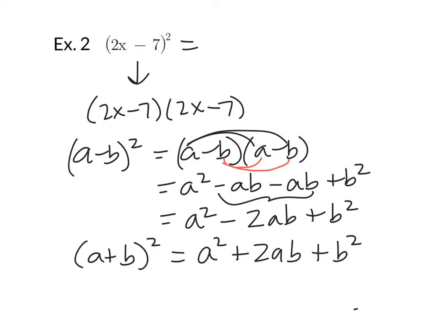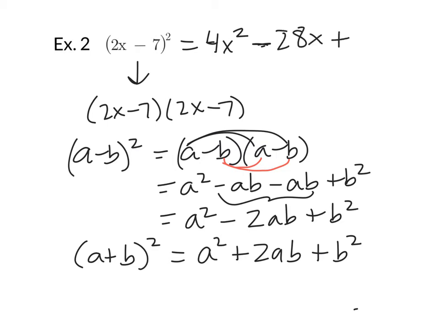We're going to take the first term, 2x, and we're going to square that. Now 2x times 2x will give us 4x squared. So 4x squared minus, so I'm going to write a subtraction sign, and then your middle term will be the two terms multiplied together and doubled. So 2x times 7 is 14x. When you double that, you get 28x.